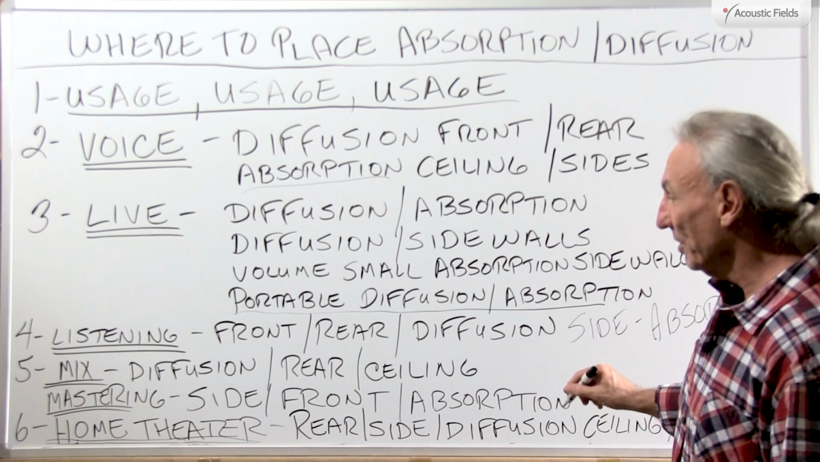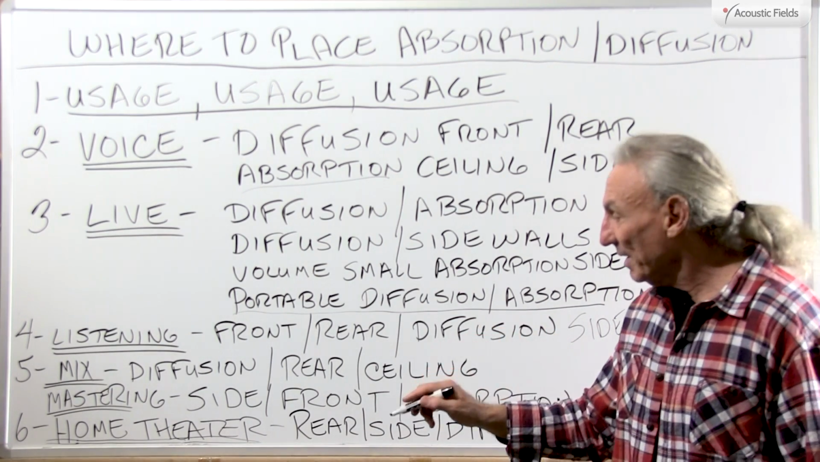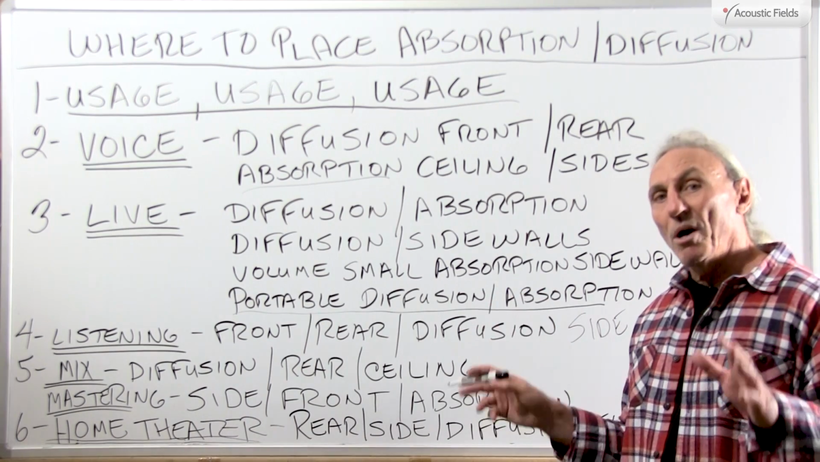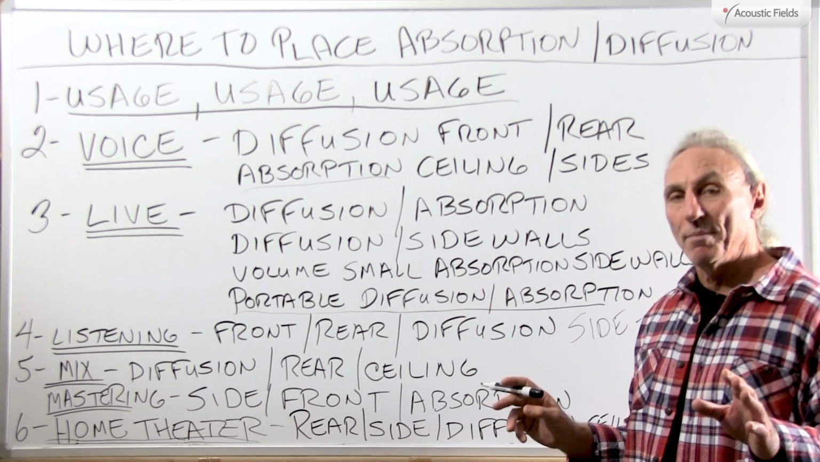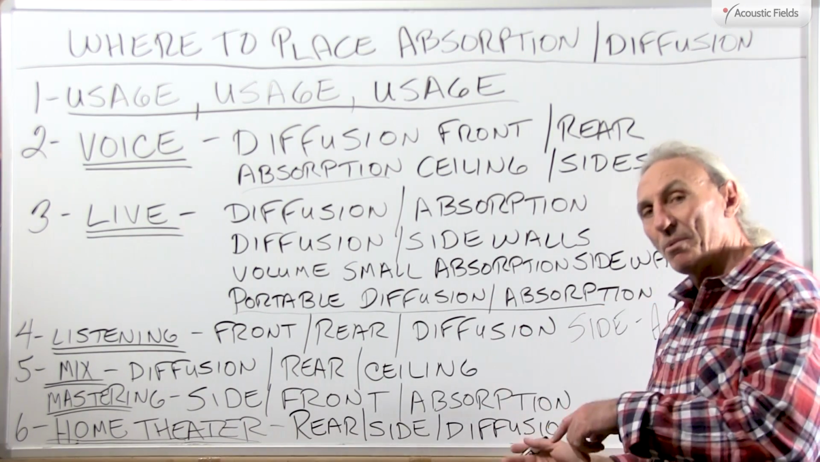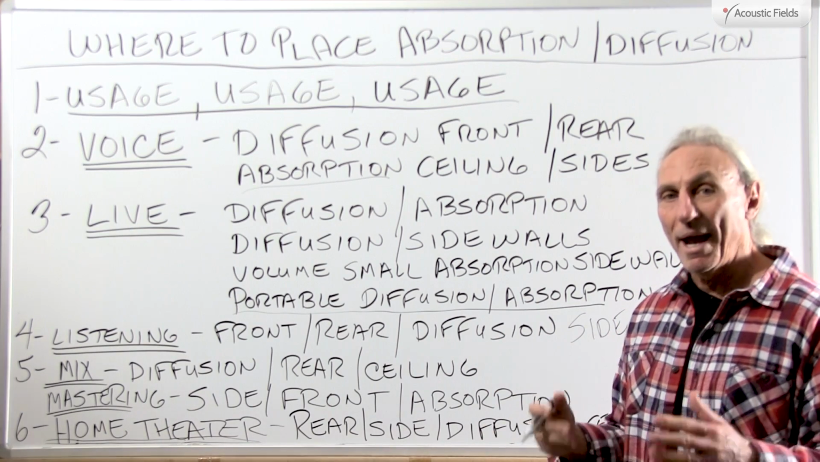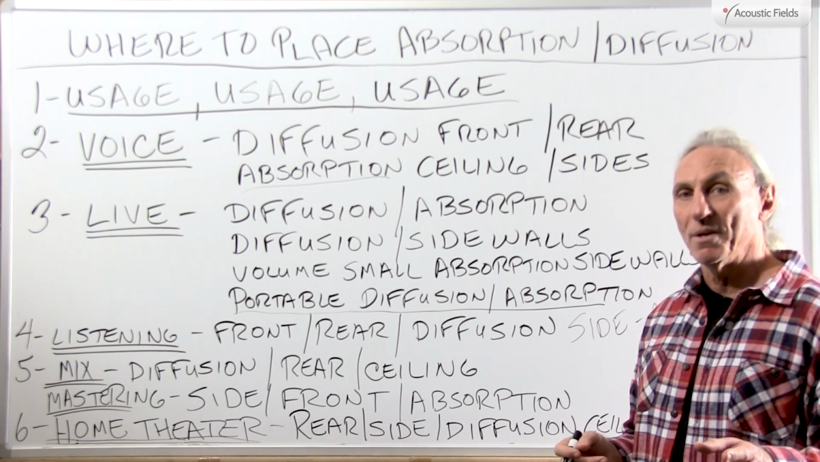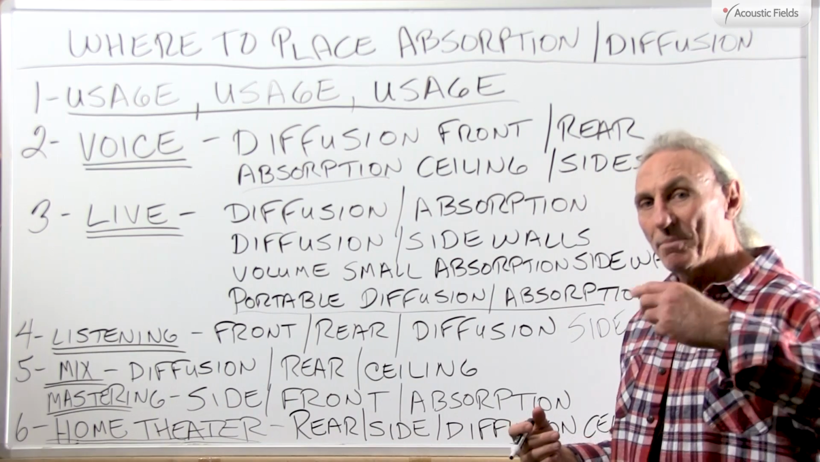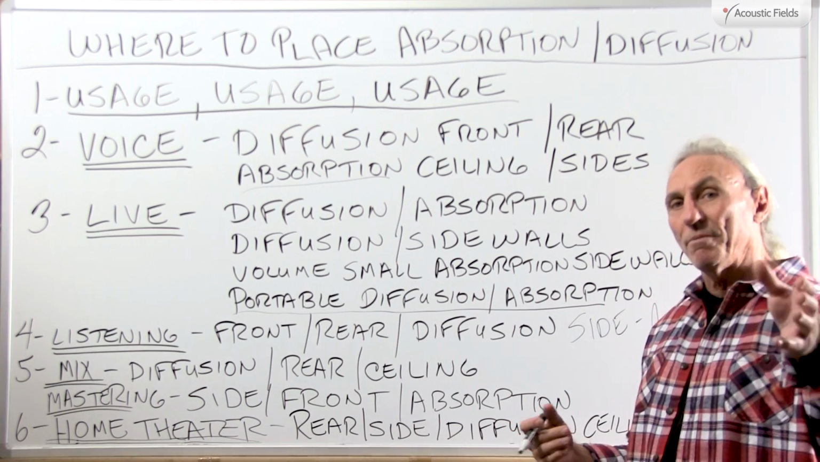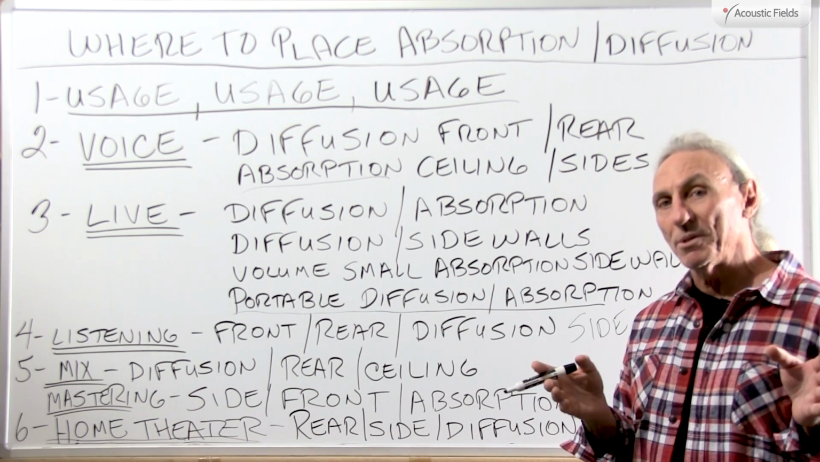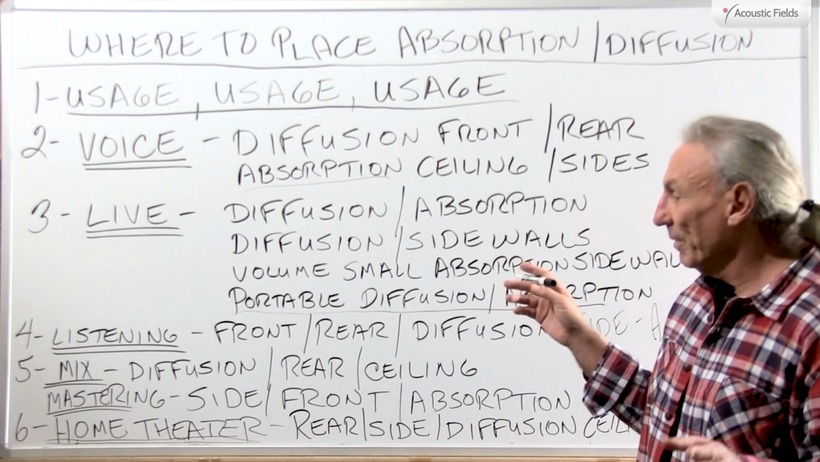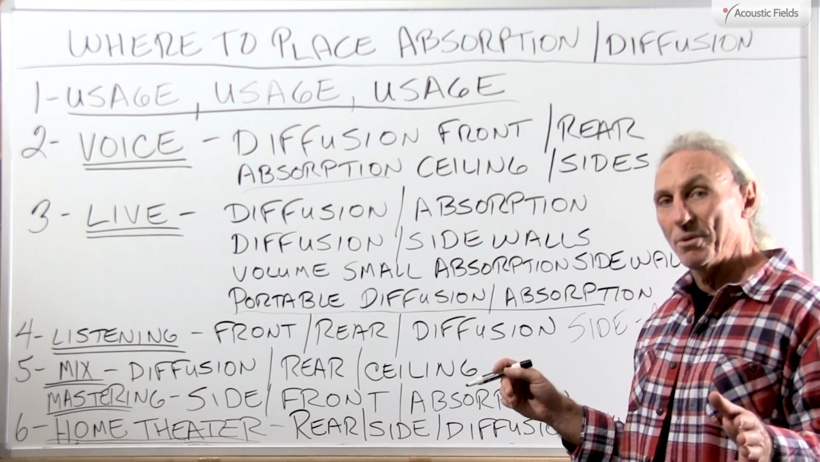Okay? So mix and mastering, the rear wall is really a problem with mixing and mastering because that rear wall reflection comes back at the mixing and monitoring position. And then a time-delayed signal from the rear wall interferes with the direct energy from the speakers in the front of the room. So we use absorption or diffusion on the rear wall.